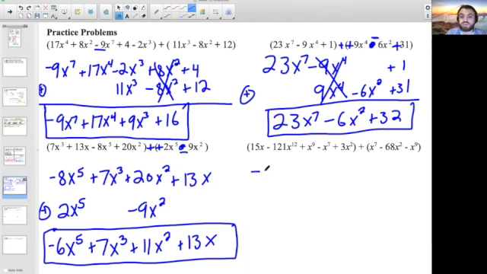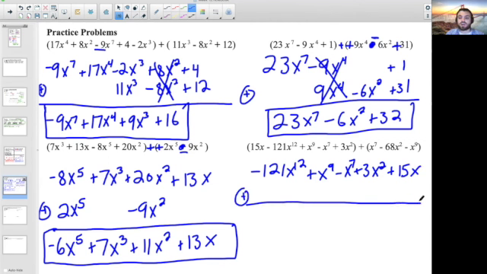All right, last one, we have negative 121x to the 12th. Let's set up the columns. No x to the 11th, no x to the 10th. We have 1x to the 9th, no x to the 8th, minus 1x to the 7th, no x to the 6th, no x to the 5th, no x to the 4th, no x to the 3rd, 3x squared, and none of those powers I mentioned are on the right side either, so you don't have to worry about that. And then 15x. So you can see again, descending from biggest power of x to littlest power of x. 12, 9, 7, 2, 1.